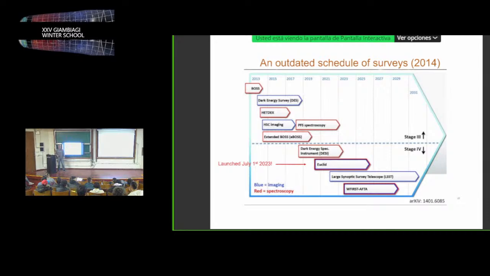Okay, good. Yes. No, it's not full sky. DESI? No. None of them are full sky. First of all, they cannot be full sky because of our galaxy.